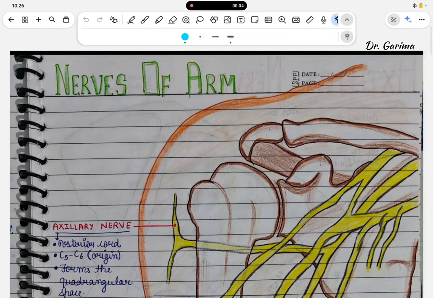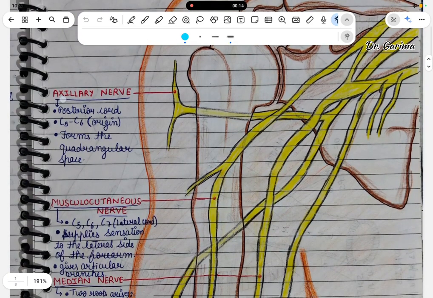Hello guys, let's start another topic, the nerves of the arm. It is basically the humerus bone nerves. It has three nerves. First is the axillary nerve. It is the posterior cord nerve and its origin is C5 and C6, and it forms the quadrangular space.